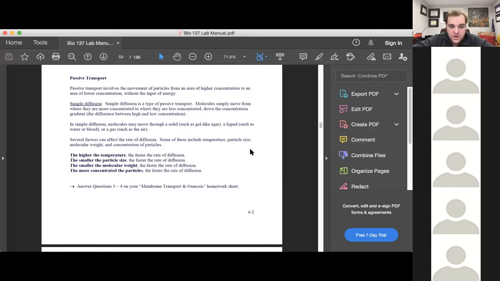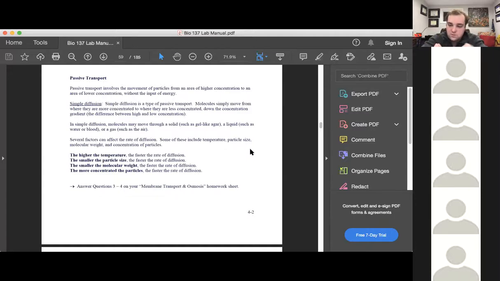If the particle size is smaller, it tends to move at a faster rate of diffusion. Particle size and molecular weight go hand in hand. Chances are, if you have a small particle size, you're going to have a low molecular weight. So this brings me to my third point: when you have a smaller molecular weight, you also have a faster rate of diffusion. And obviously, the more concentrated a particle is, the faster the rate of diffusion.